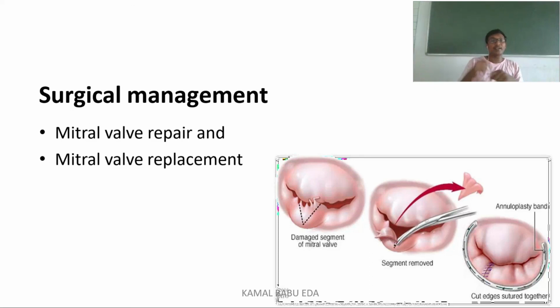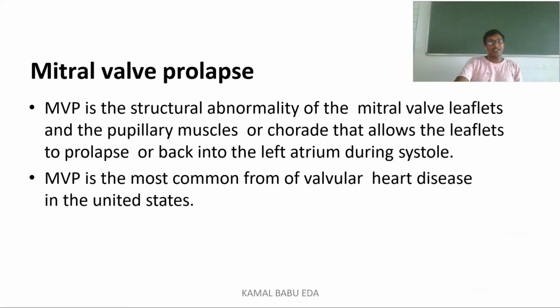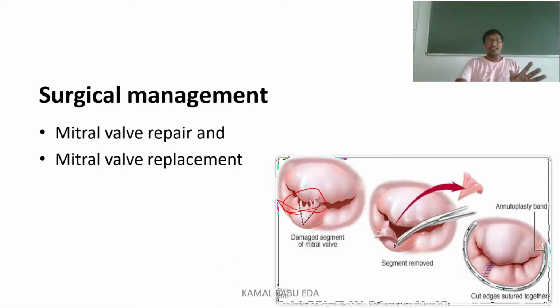Coming to the surgical management, they will go for MVR. It could be either mitral valve repair or mitral valve replacement. If you see the picture here, they are performing mitral valve repair. Here the valve is diseased, so the surgeon is planning what portion to be removed, and they are using an annuloplasty band. With the help of the annuloplasty band, they are cutting down the diseased edges and suturing them in a proper way, so that mitral valve regurgitation does not occur. So this was the surgical management regarding mitral regurgitation.